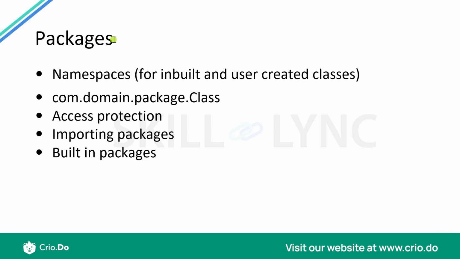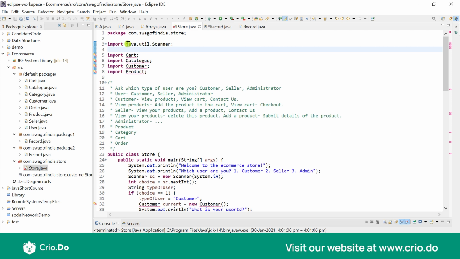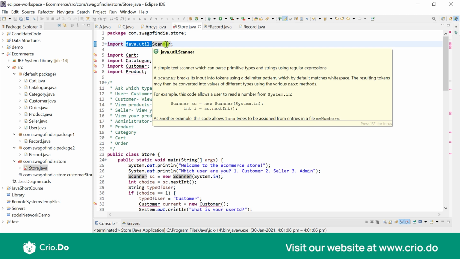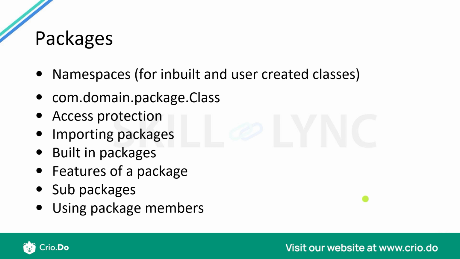Now we also saw that Java itself has built-in packages. So here, this java.util is a built-in package of Java, and it is providing the Scanner class to us within this particular package. So we saw the different features of a particular package, and how and why we would use that. We saw about sub packages. We saw how we could use the different package members. So we can use classes.